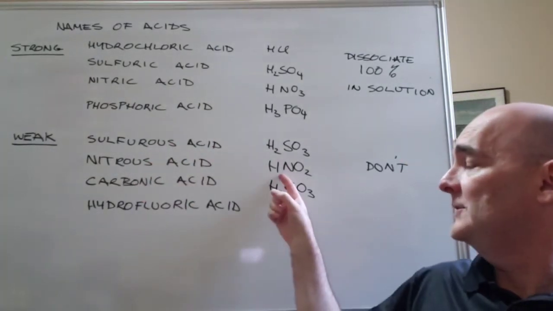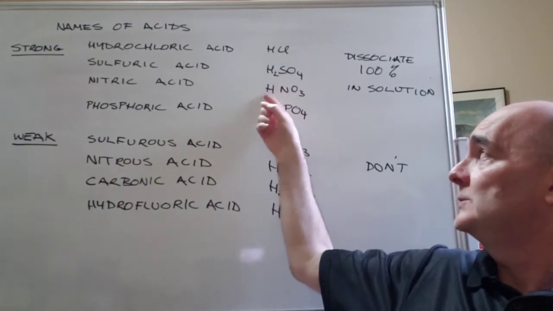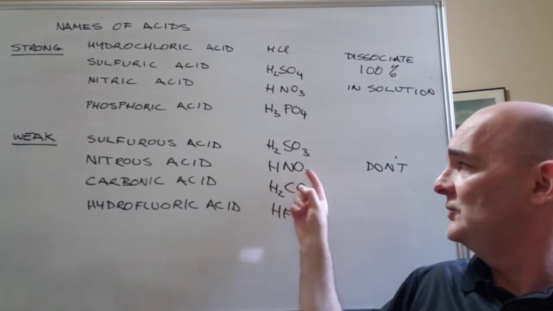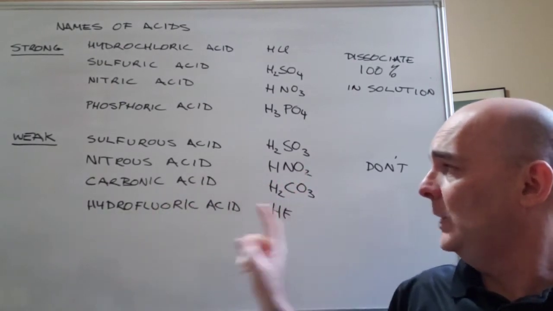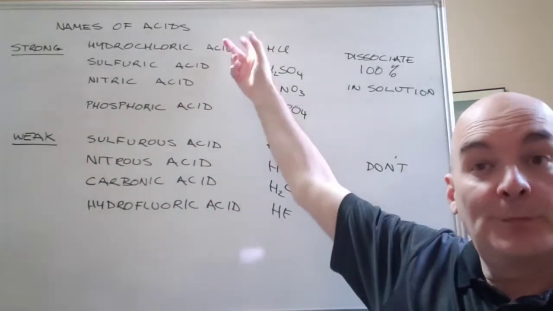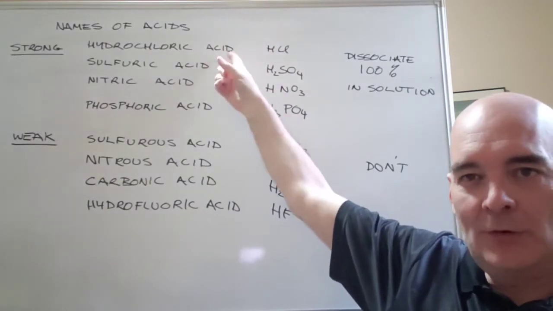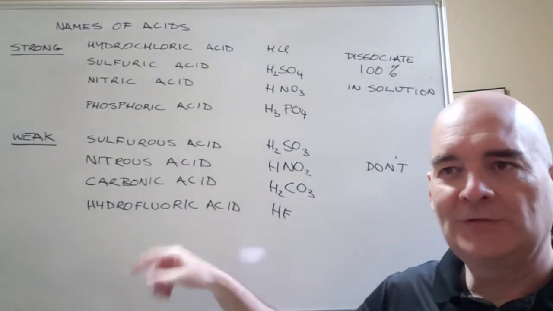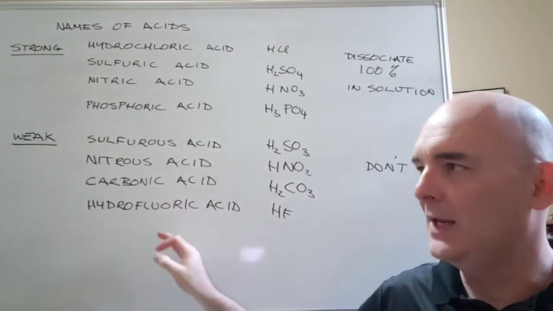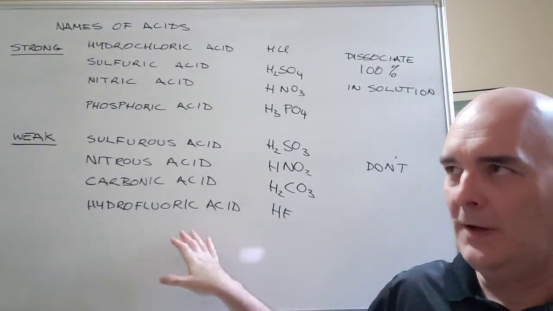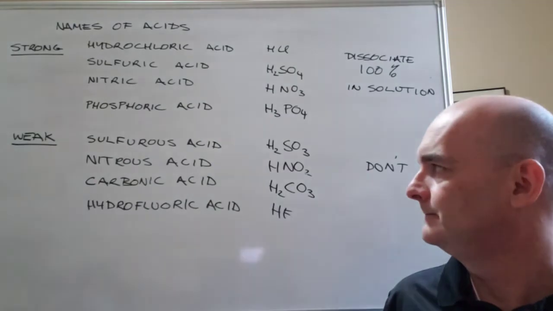Nitrous acid is exactly the same thing. That nitric acid was a strong acid at HNO3, nitrous acid is a weak acid at HNO2, carbonic acid is a weak acid. And the one that's different, because hydrochloric acid and hydrobromic acid and hydroiodic acid are all very strong acids, but hydrofluoric acid, because fluorine is top of the group and very small and very electronegative, is not a good acid. It doesn't want to let go of the hydrogen.